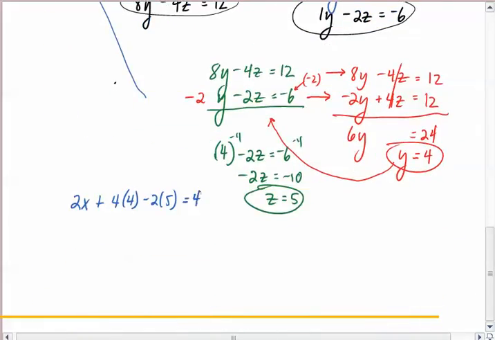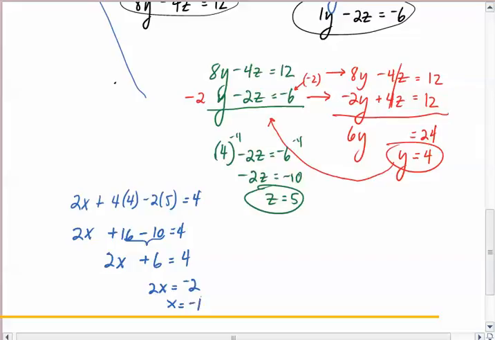Okay, so I'm bringing it back into the original one up there. All right, and let's see what we get. 2x plus 16 minus 10 is equal to 4. 2x plus 6 is equal to 4, minus 6, so I have 2x is equal to negative 2, and I get x is negative 1. There's my third of the 3 answers.